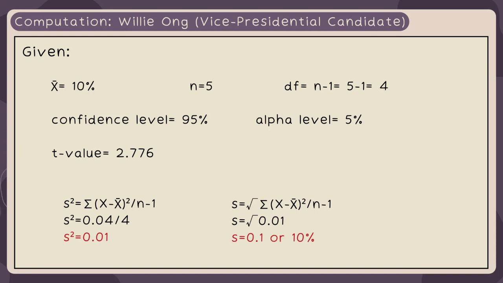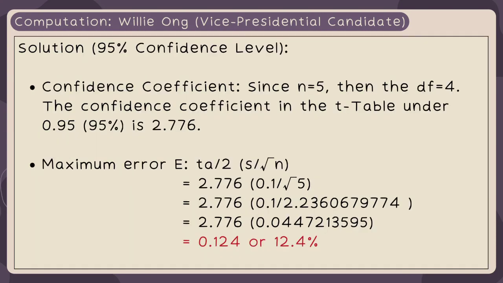Solve for the sample standard deviation. 0.04 divided by DF of 4 is 0.01. Get the square root, so the sample standard deviation is 0.1 or 10%. Solve for the E by substituting its formula. 2.776 quantity 0.1 over the square root of 5.